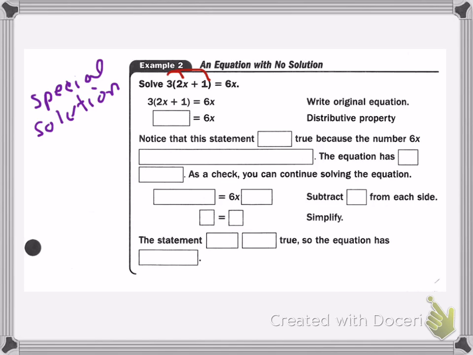And you take the 3 times the 2x, that's going to give us 6x, plus we also take the 3 times the 1, so that's going to give us 3. And so we get 6x plus 3 equals 6x. Notice that this statement is not true, because the number 6x cannot be equal to 3 more than itself.